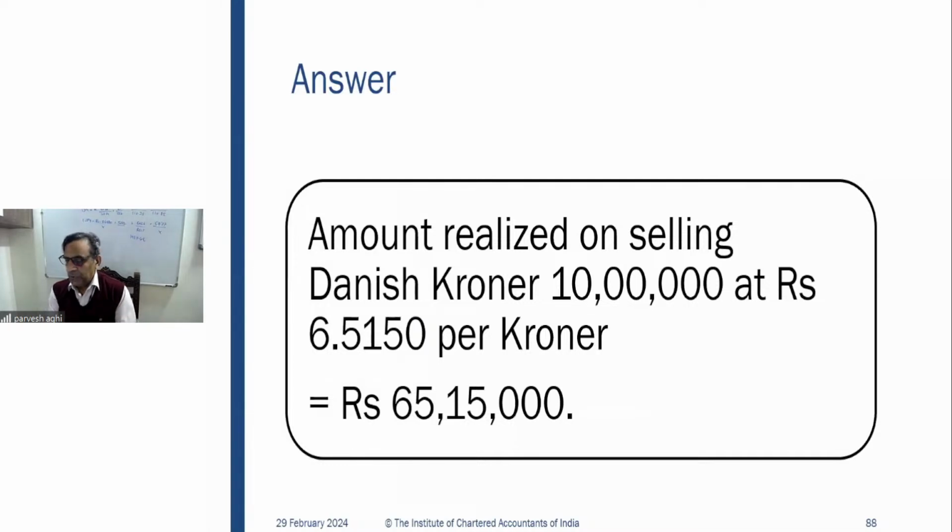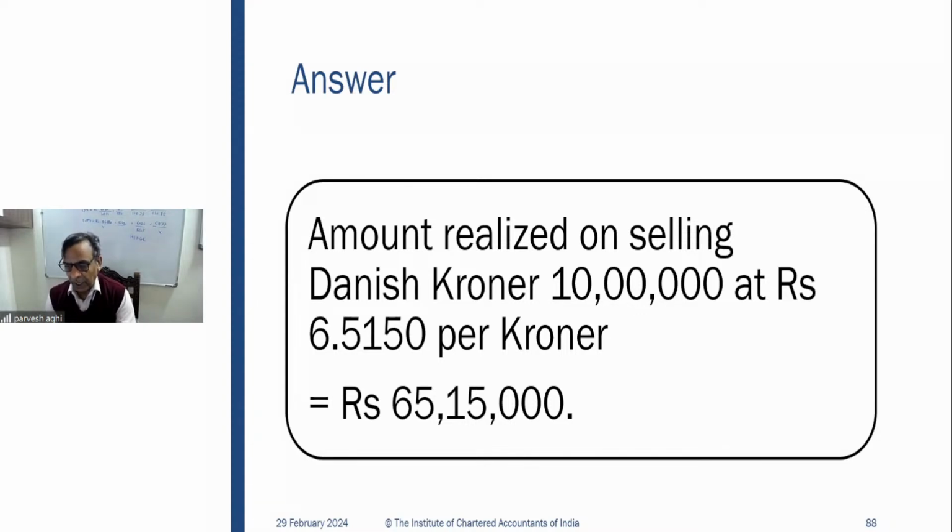Now let's proceed to solve this. First, he has sold a TT. He has sold a TT, how much? 10 lakh Danish kroner. What is the rate at that time? 6.5150, which is given in the question. So that means if he has sold a TT worth 10 lakh Danish kroner, the banker would have got 65 lakh 15,000 from the customer.